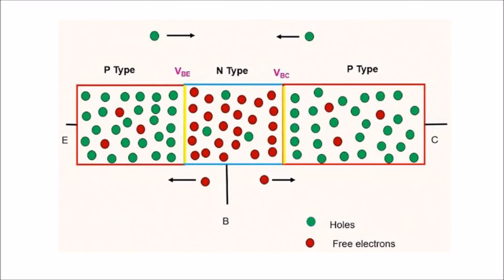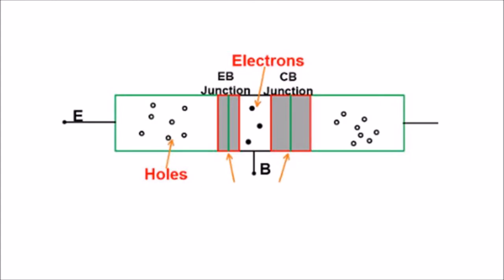During this process, the holes from the emitter and the collector region meet the free electrons in the base region and recombine with them. As a result, the depletion region, that is the positive and the negative ion region, is formed at the emitter to base junction and base to collector junction. At the emitter to base junction, the depletion region is penetrated more towards the base side. Similarly, at the base to collector junction, the depletion region is penetrated more towards the base side.